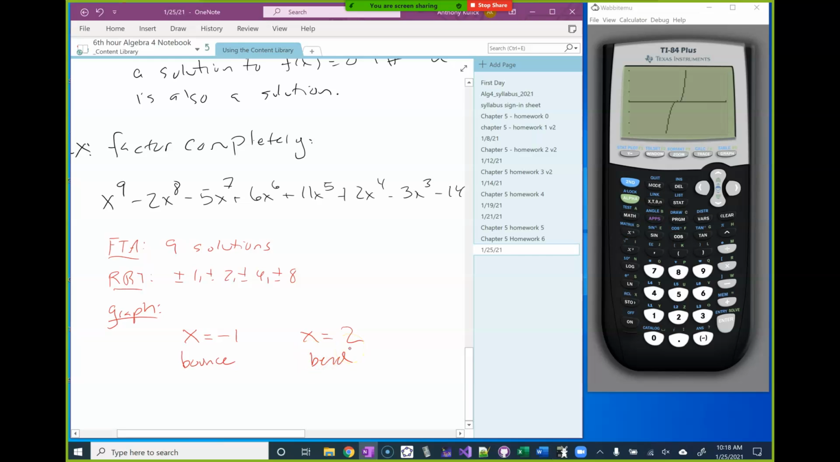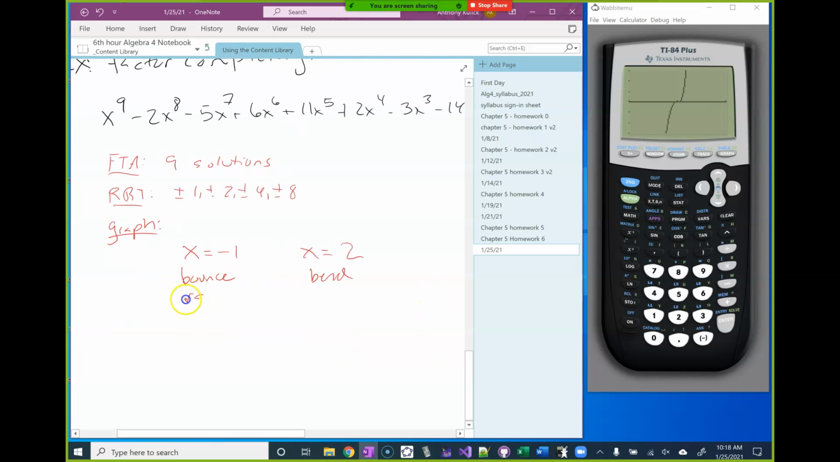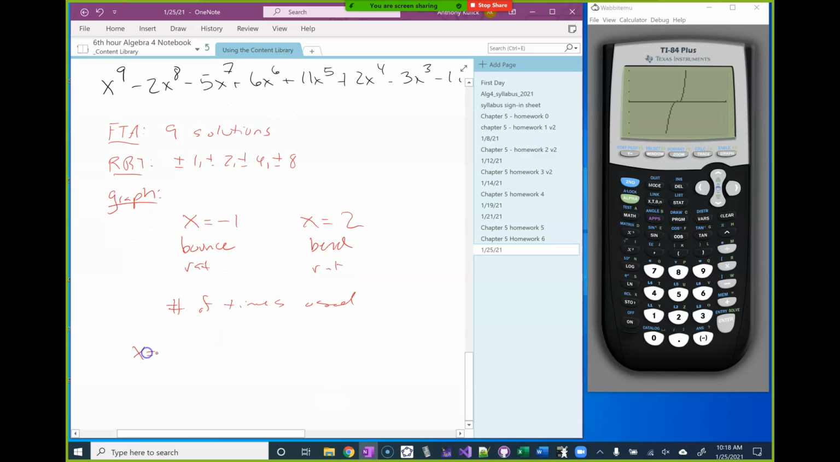Okay. Obviously, both of these are rational because they're on our list. So let's figure out the number of times we might use these things. I'm going to make a little table with the number of times these solutions can be used. Each row of this table is going to correspond to a different possible solution set. So I know that there's 9 total solutions that I could use, right?